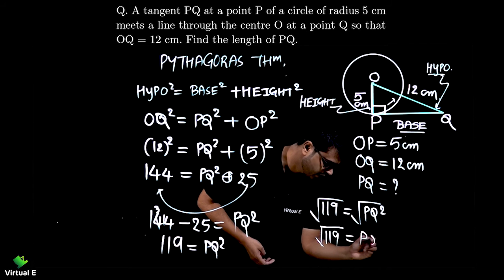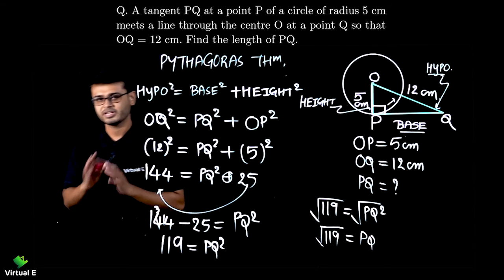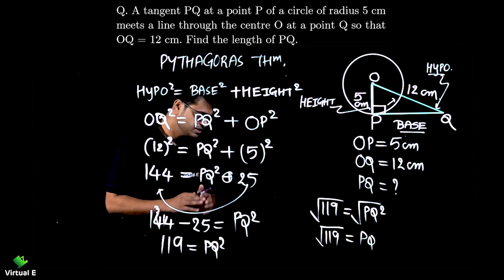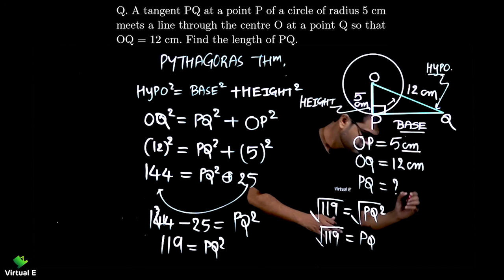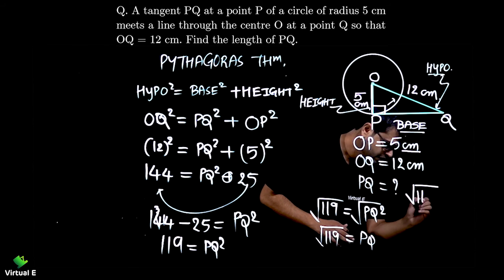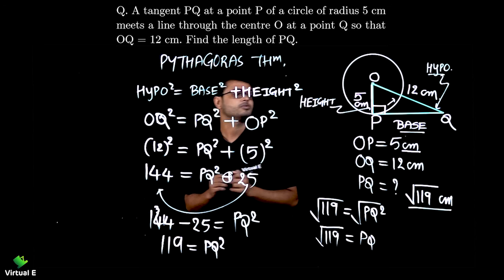And why have I written 119 as it is? Because it has no factors and 119 is not a perfect square. So that will remain as it is. Now the most important thing is the unit, centimeter. So here, square root of 119 centimeter. That's the value of the tangent, which is PQ.